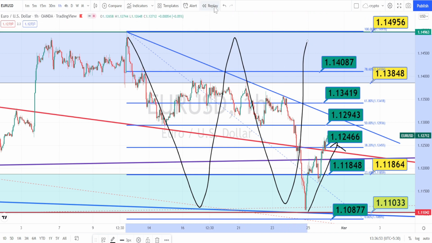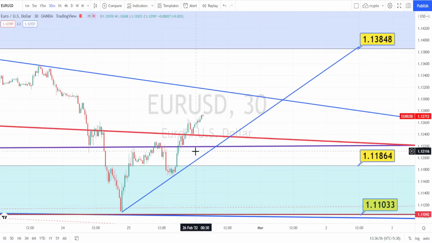Let us do the analysis in the 30 minutes time frame. I am in the 30 minutes time frame now. Here I have drawn one more support line or trend line in the 30 minutes time frame, and we have the previous resistance line from the hourly time frame. Currently the price action has taken support on this trend line and it is on a bullish trend.